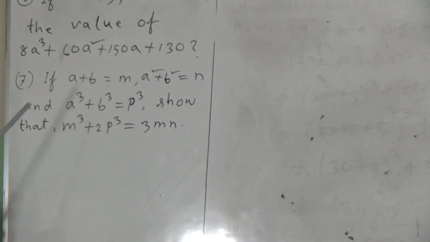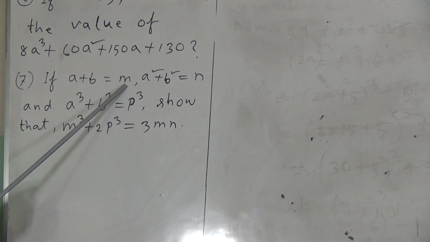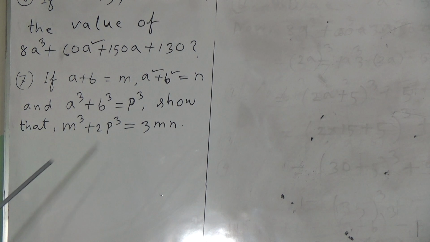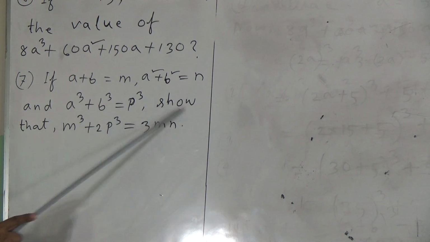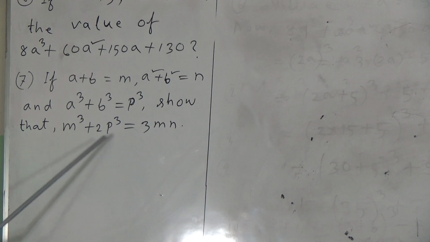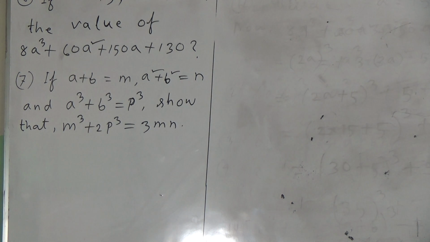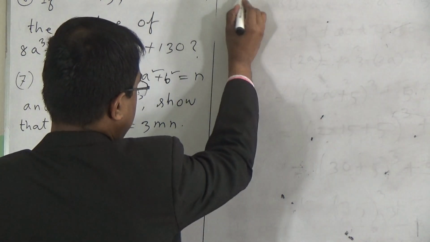Here the number 7 question is: if a plus b is equal to m, and a square plus b square is equal to n, and a cube plus b cube is equal to p cube, show that m cube plus 2p cube is equal to 3mn. Okay, let us start.